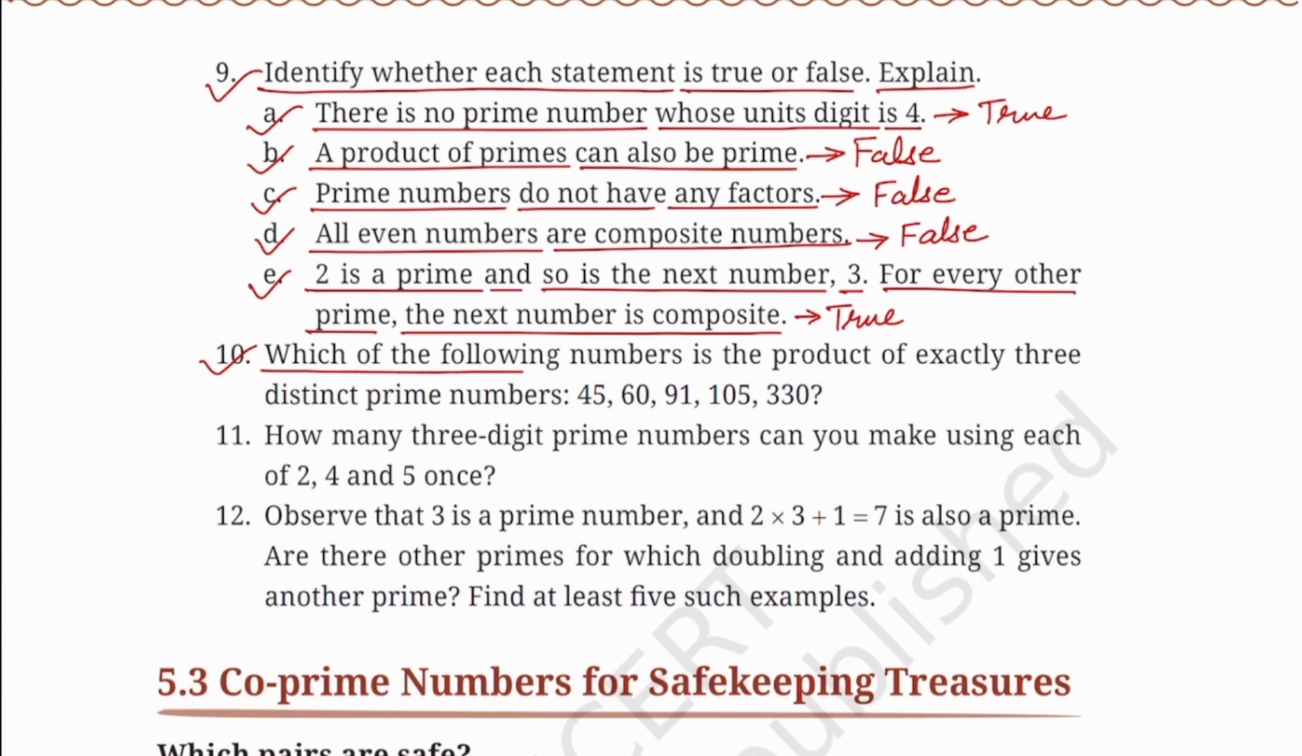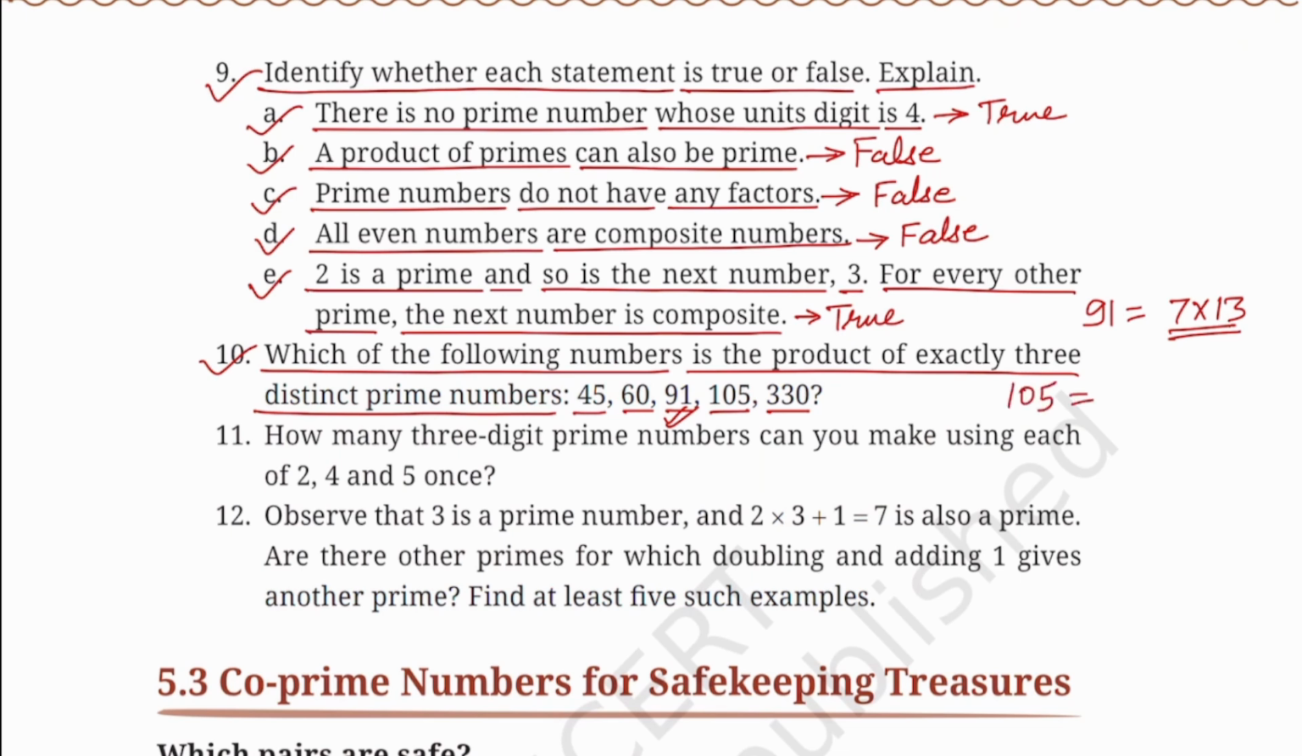10. Which of the following numbers is the product of exactly 3 distinct prime numbers? 45, 60, 91, 105, 330. For example, let's take 91. 91 can be written as the product of 7 and 13. But the question asks for the product of exactly 3 prime numbers. Here there are only 2.